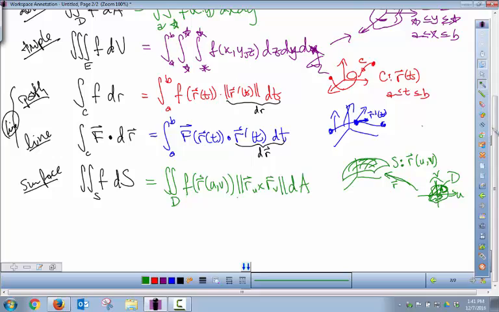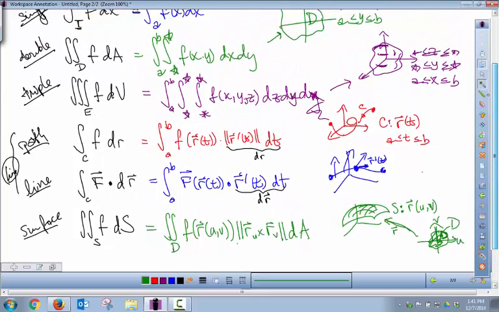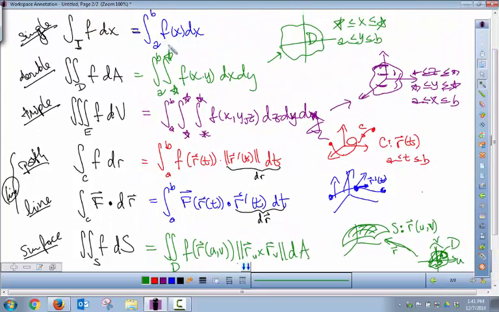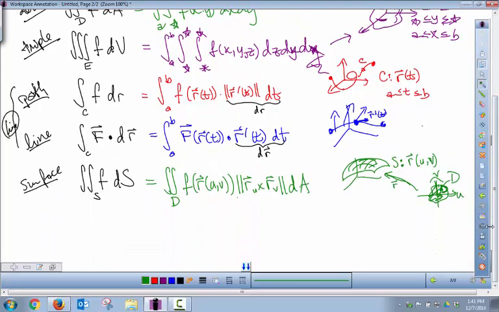And we also learned a couple of things back here. Back in Calc 1 and Calc 2, we learned about U substitutions and trig substitutions. So over here, we learned about polar coordinates. And over here, we learned about cylindrical and spherical coordinates. So if for some reason we're calculating those integrals, we might need to make our substitutions.